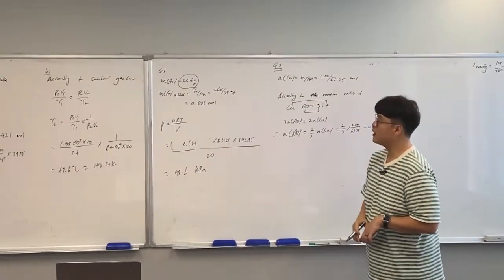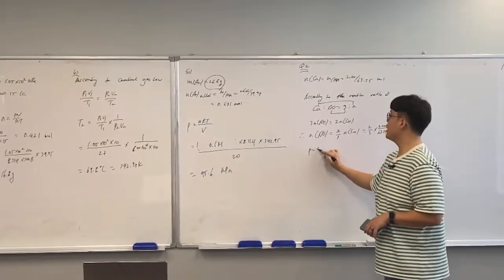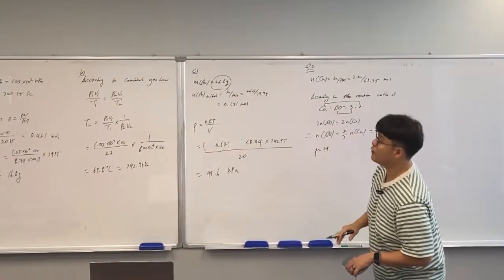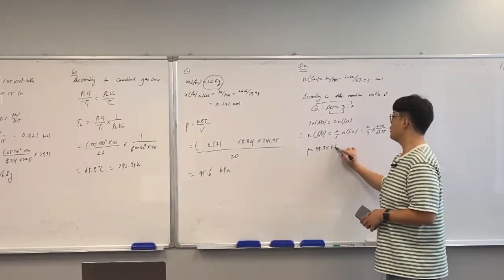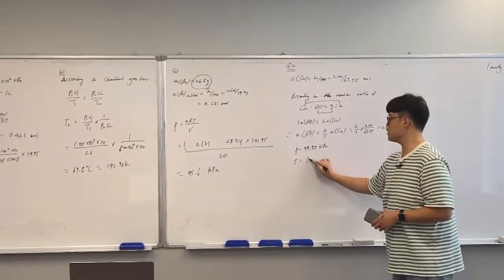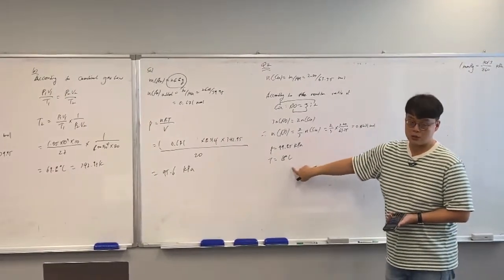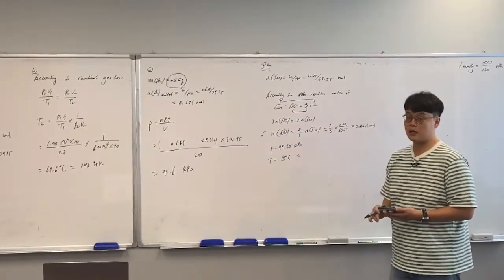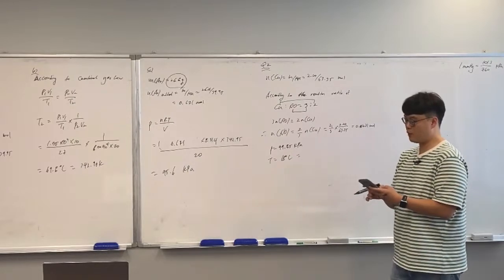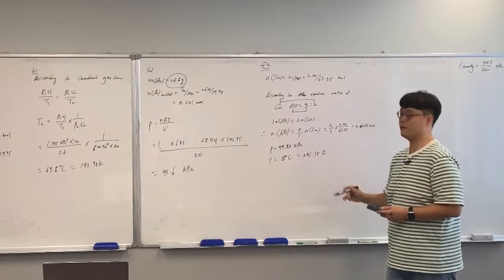Now, the pressure is given as 99.85 kilopascal. Temperature is given as 18 degrees Celsius. Check the units, kilopascal, fine, but degrees Celsius must be converted into Kelvin by adding 273.15. So you get 291.15 Kelvin.